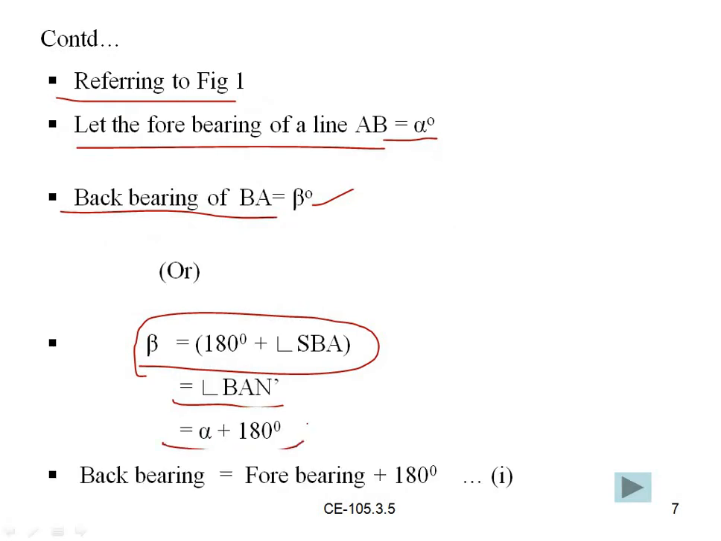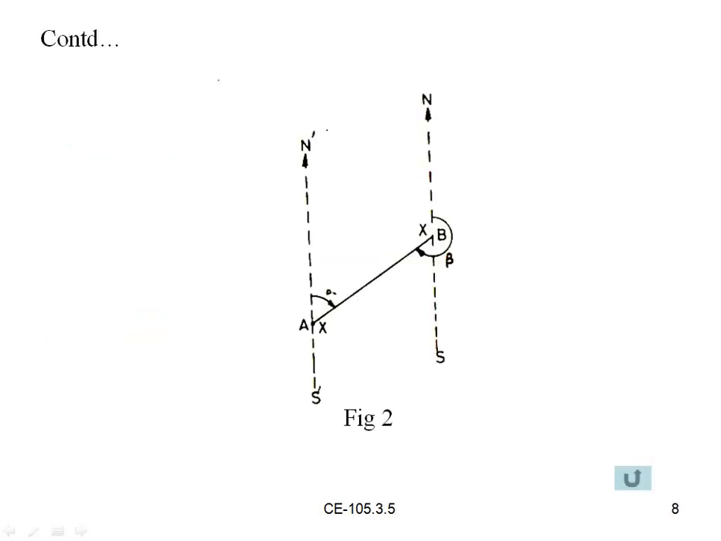So it is equal to alpha plus 180 degrees. Therefore, back bearing is equal to forward bearing plus 180 degrees. Here we can see N dash S dash N S. So this is the point A. From A to B, this is forward bearing, and from B to A, it is back bearing.